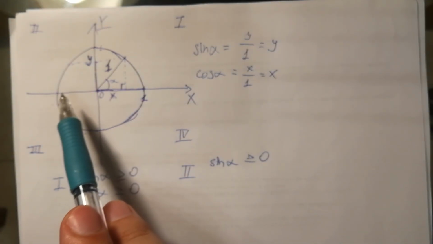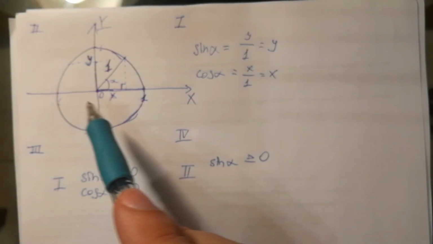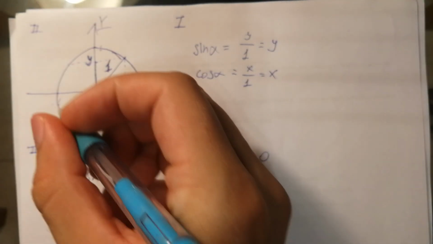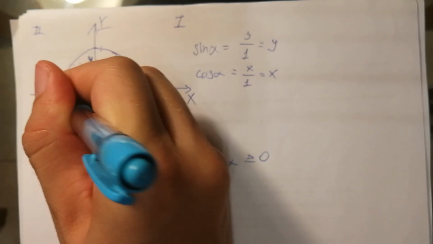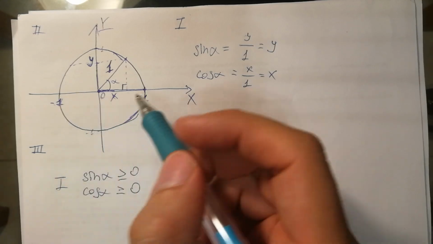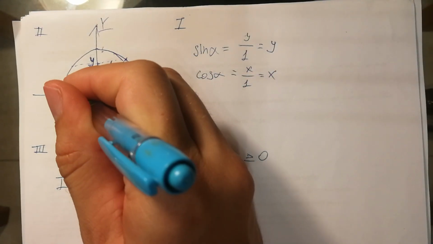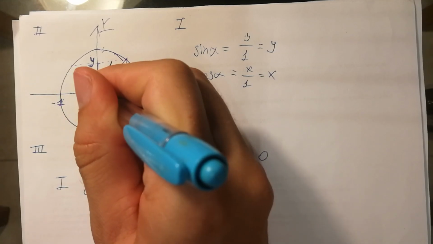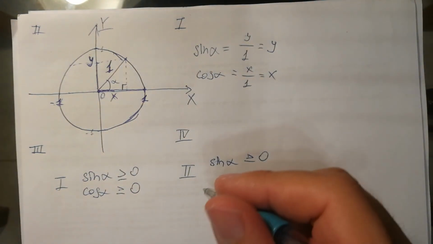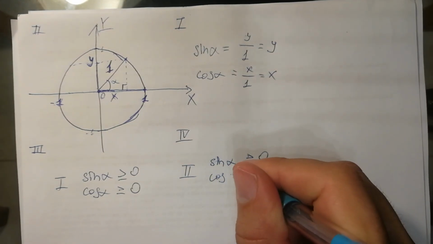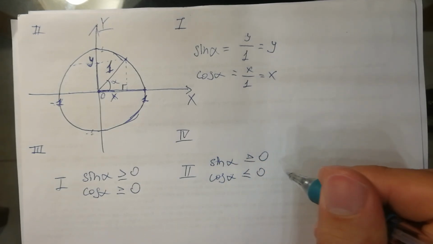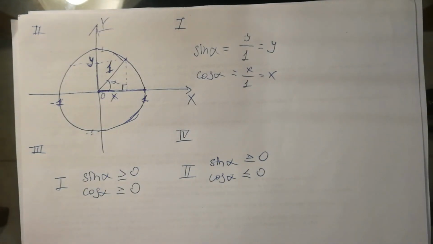But for cosine alpha, there is another situation, because here it's already negative values. Here we go to the negative values, and here everywhere x will be less than 0, and this means that the cosine of angle alpha will be less or equal to 0 in the second quarter.